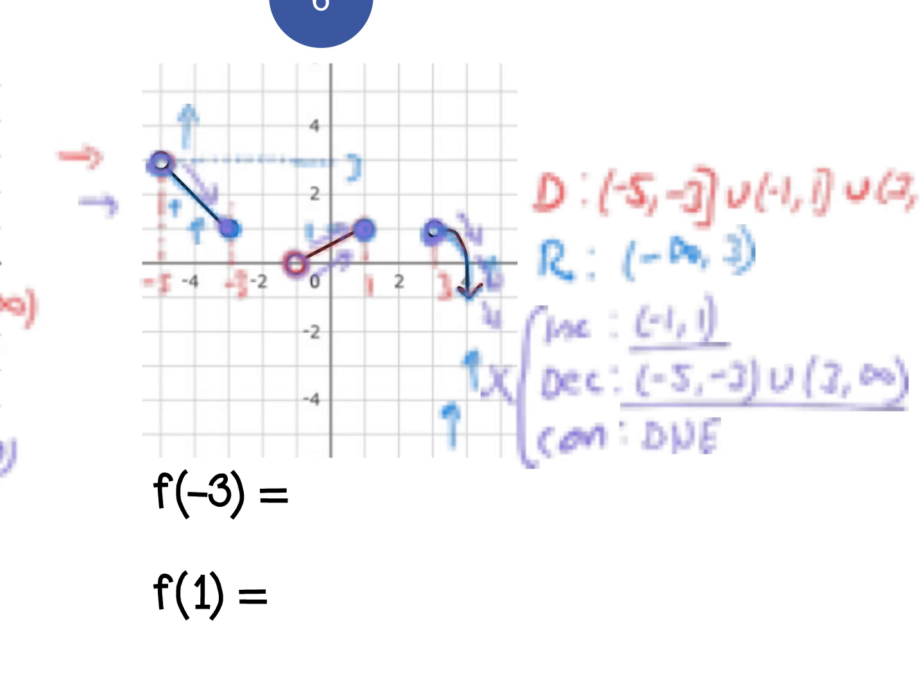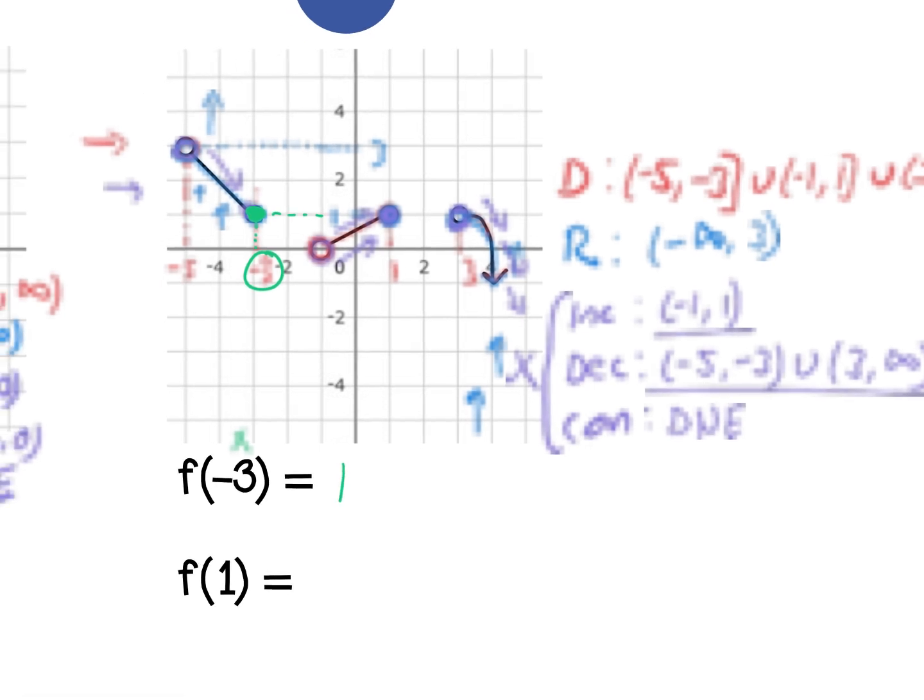All right, and now let's find our function values. We have a function value. We want to find where x is -3. So that's going to be right here. And what value of y is that? It's a closed circle, and it's going to be at a y value of 1. So f of -3 is going to be 1.